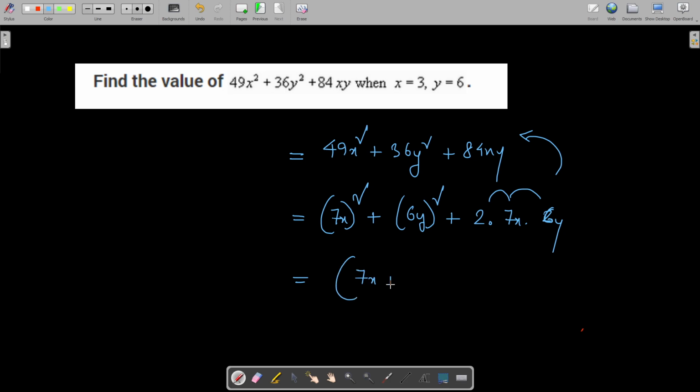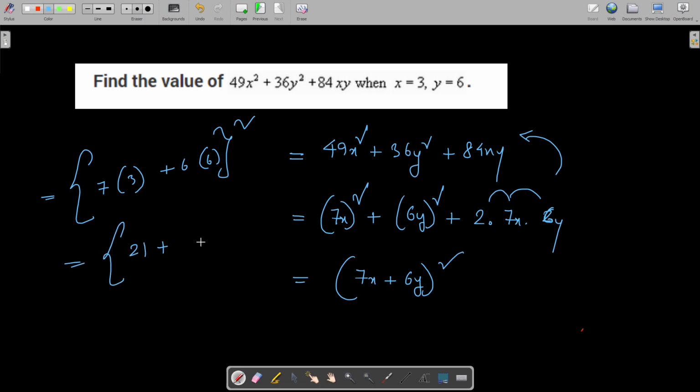So what will be the answer? It will be 7x plus 6y whole square. Then, so we have simplified. Now we're going to use the values. So we're going to write 7 into 3 plus 6 into 6, and we have whole square. So what we're going to get will be 21 plus 36 whole square. What is 21 plus 36? 6 plus 1, 7, 3 plus 2, 5, 57 square. So 57 square will be the answer. Easy. Let's take the next question.